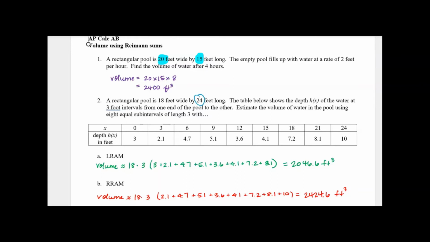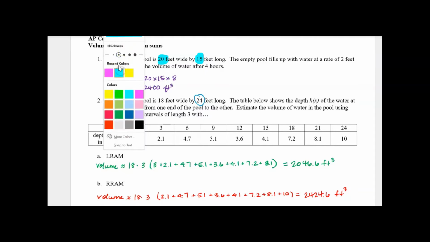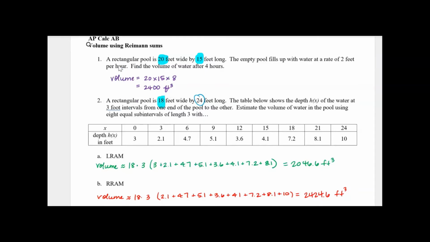So what's constant in this question is the 18 feet wide. That's not changing, but the depth over these different subintervals over the 24 feet is different. So like for this first interval, if we're going to use LRAM, we're going to take 3 feet for depth. And then for this interval, we're going to take 2.1 and so on all the way down. So you can look at the LRAM calculation.